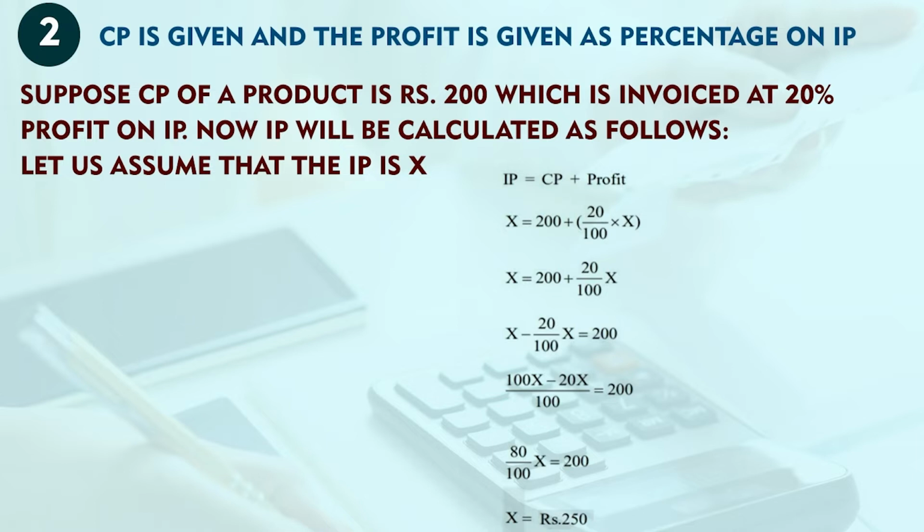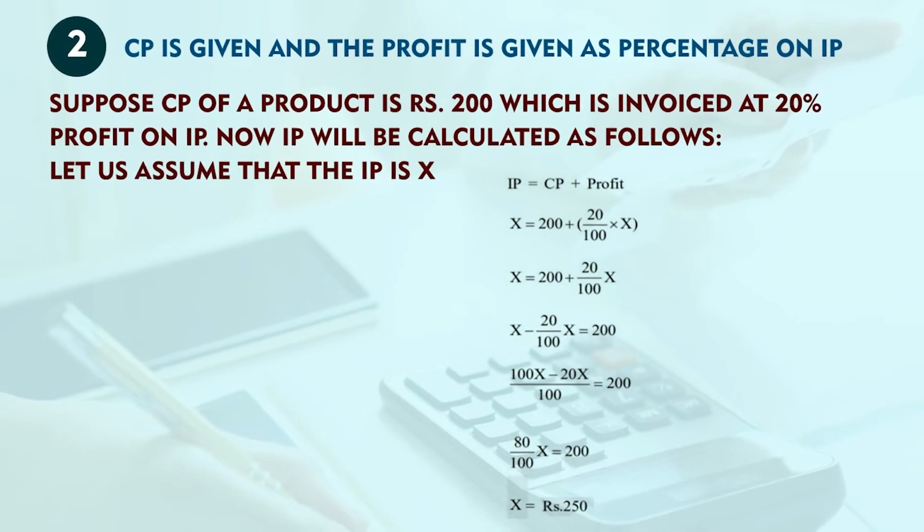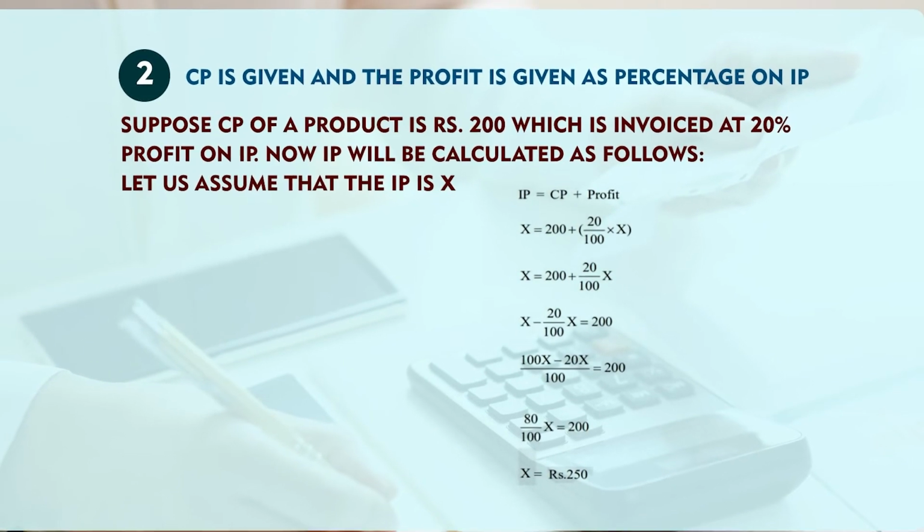So X is equal to the cost price 200 plus 20X divided by 100. So X minus 20X divided by 100 is equal to 200. If we take the LCM, 100, then 100X minus 20X divided by 100 is equal to 200. So 100X minus 20X is 80X divided by 100 equals 200. So 80X is equal to 20,000, and X is equal to 250.